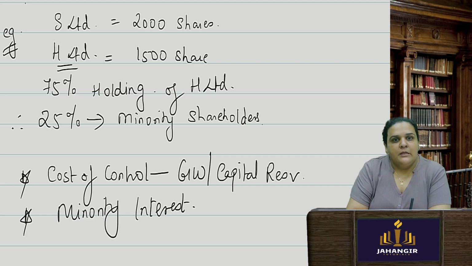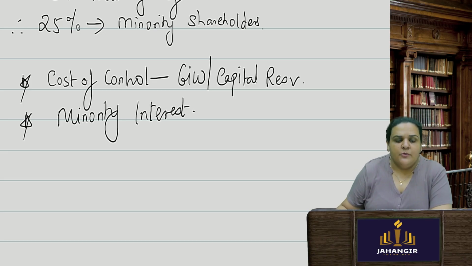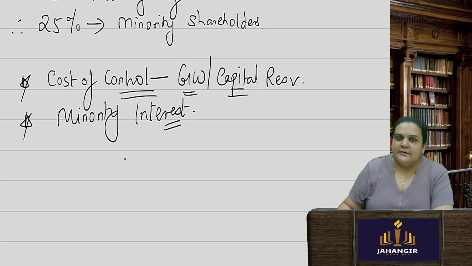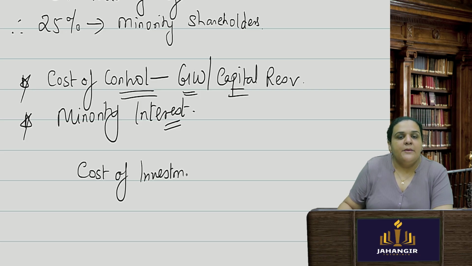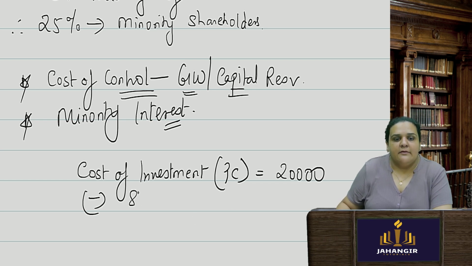In order to calculate the cost of control and minority interest, I'll show you minority interest later on. But for cost of control, which is goodwill or capital reserve, it is basically the cost of investment. How much did we pay? What was our purchase consideration? Say we paid around rupees 20,000, minus the share in the net worth or the net assets of S Limited.